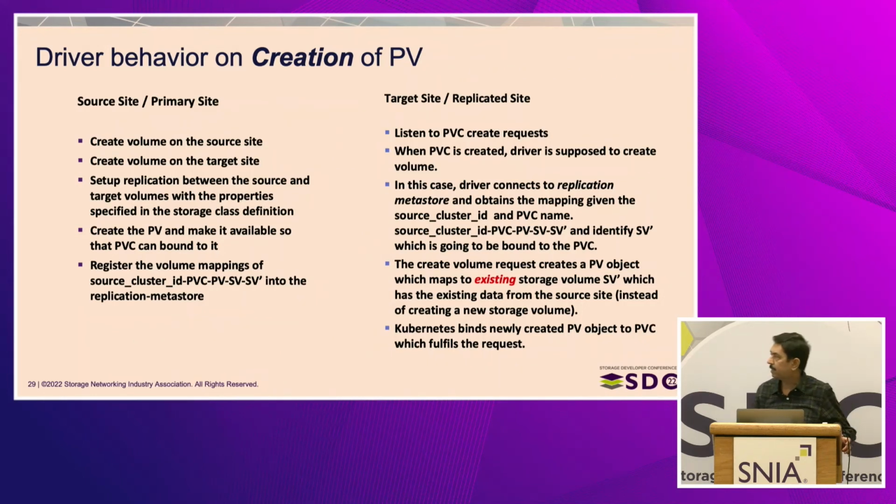Then it will create the persistent volume object in Kubernetes, which it does because it is the driver. And basically, the PVC will be bound to that volume. So now, with this request, we are able to create not only the source volume, but source volume, target volume, and the replication relationship between them. In addition, we have this whole mapping of PVC to SV and SV dash, and which cluster it is coming from. So all this mapping we put in that replication metastore.